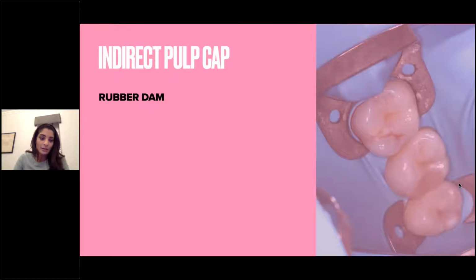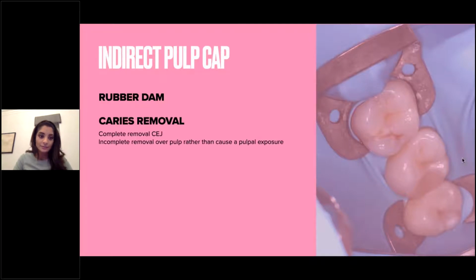Indirect pulp caps and even direct pulp caps rely on the fact that we're going to get a very good seal with our restoration. For example, our composite restoration has to be really well sealed on the margin for us to not get leakage and then not get caries progression underneath pulp capping materials. So rubber dam is really essential.